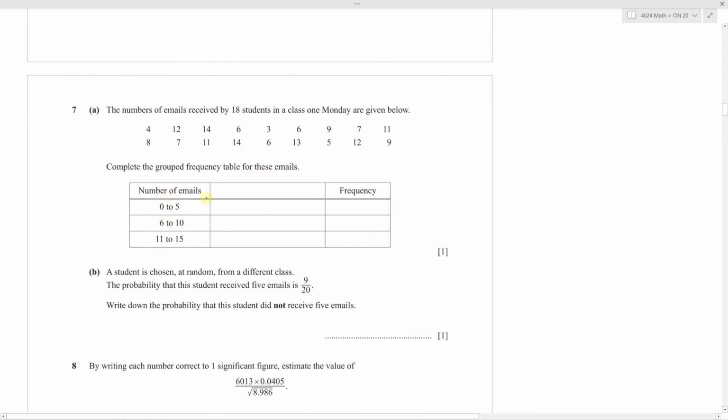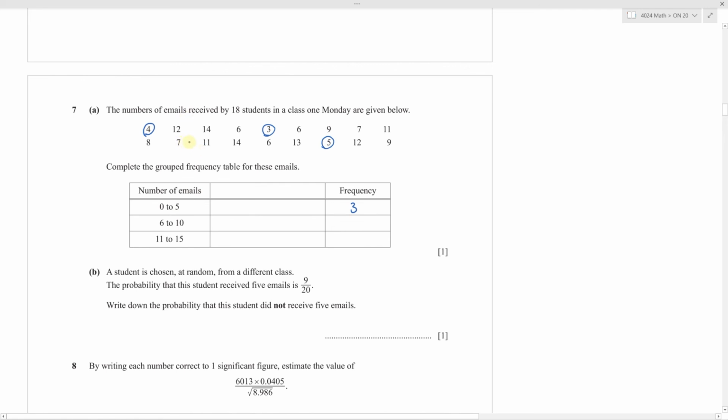Number of emails 0 to 5, you have to find the frequency. So for 0 to 5, you have this 4, and then you have this 3, and then you have this 5. So the frequency is 3 for number of emails 0 to 5. Your frequency here will be 3. So now let's look at the number of emails 6 to 10.